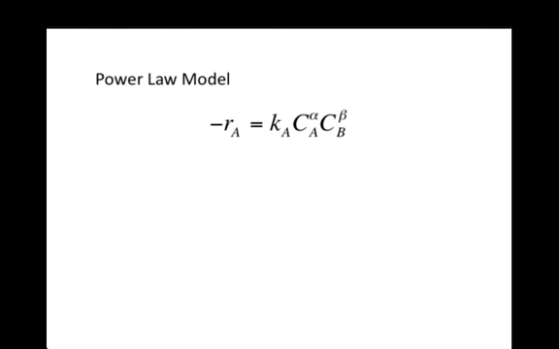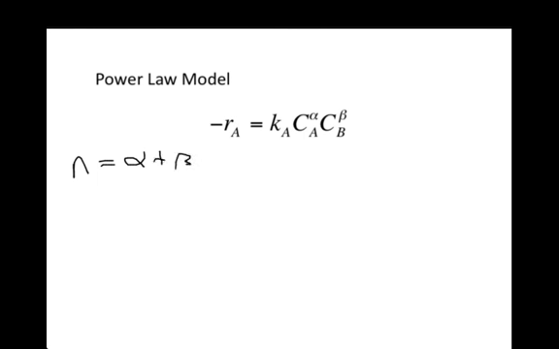So for this model here, minus r_A is equal to k_A times C_A to the alpha times C_B to the beta. We say that our reaction is to the alpha order in A and to the beta order in B, and our overall reaction order, n, is equal to alpha plus beta.